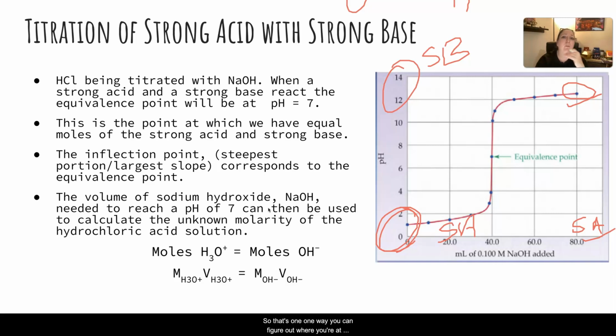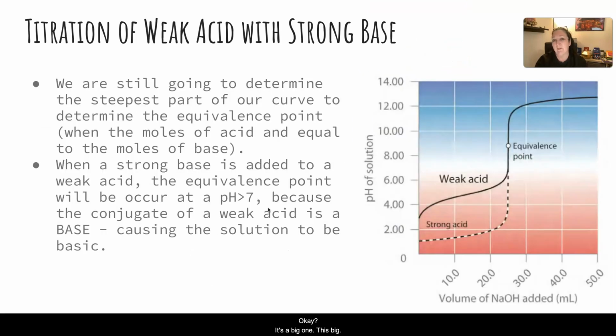Okay, so that's one way you can figure out where you're at and what type of acid and base you're working with by just looking at the graph. Because sometimes with titrations, they give you word problems, they give you math, or they give you the graph. And they really like the graph because y'all don't like graphs, but you have to learn to like them because this one pops up a lot on the AP exam, okay? It's a big one. This is big AP stuff, okay?